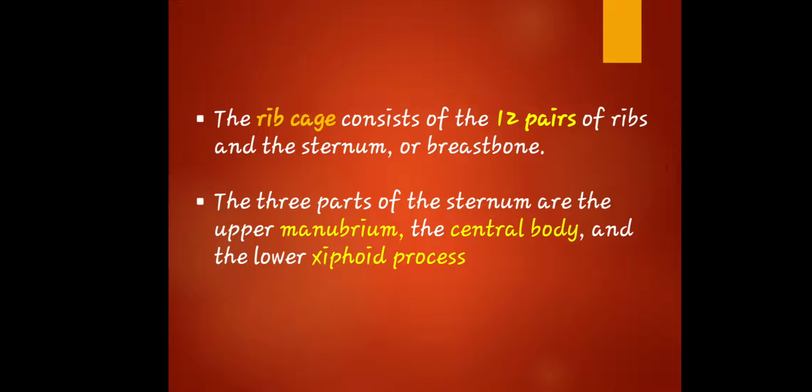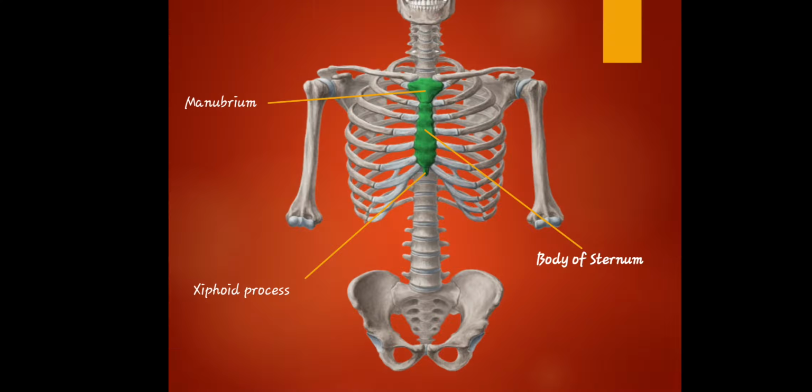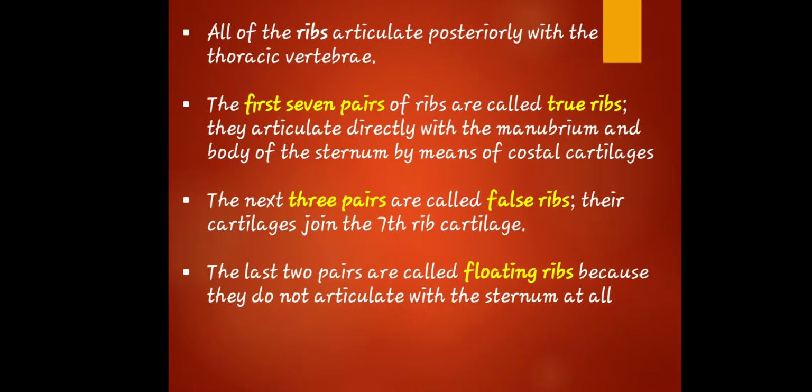Okay, so that's it. Let's continue with another slide. So this is the picture, the location of each part of the rib cage. Okay, you can see from the body of the sternum to the manubrium and to the xiphoid process. Okay, let's go. Here is another illustration showing the location of each type of rib.